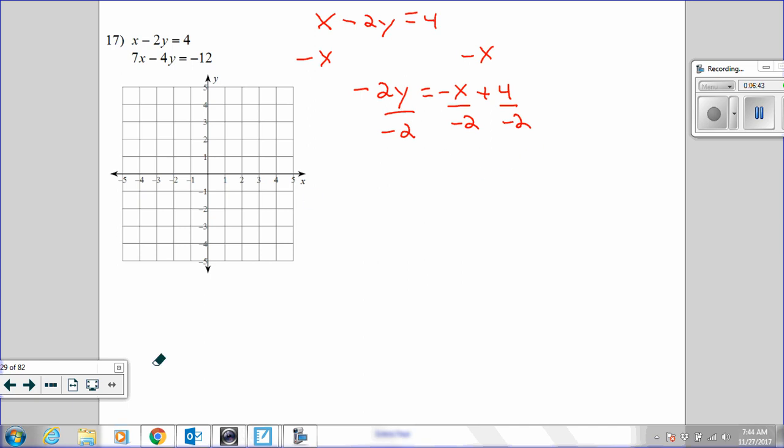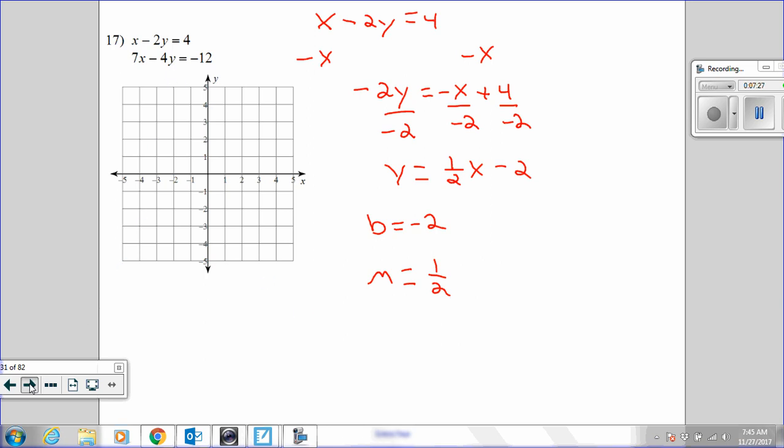Okay, and that'll get me y is equal to 1/2 x minus 2. Here, my negative divided by negative becomes positive, and I have a 2 in the denominator, and the understood 1 is going to make that a 1/2. Then I have 4 divided by negative 2, and that's going to give me a negative 2. So now I have my y equals mx plus b format, with my b being negative 2 and my m being 1/2. So I've got my first equation.